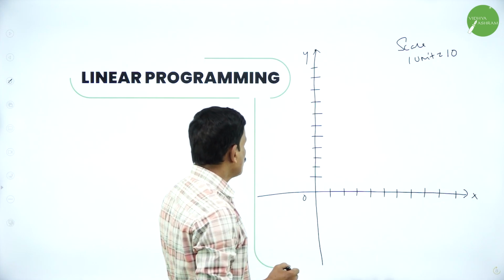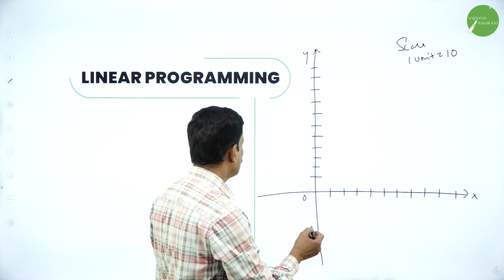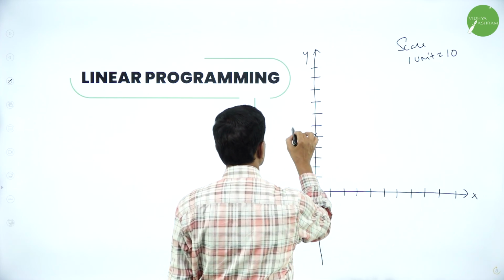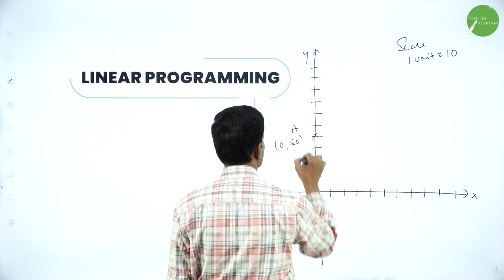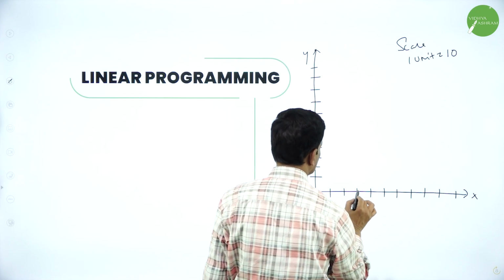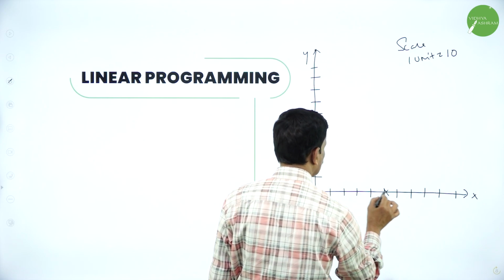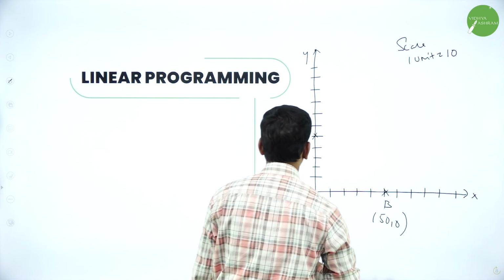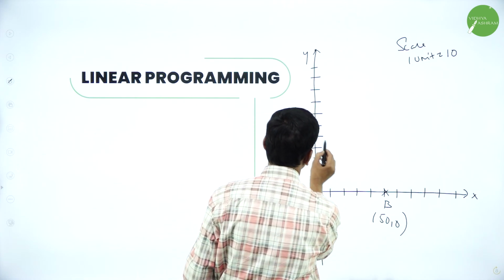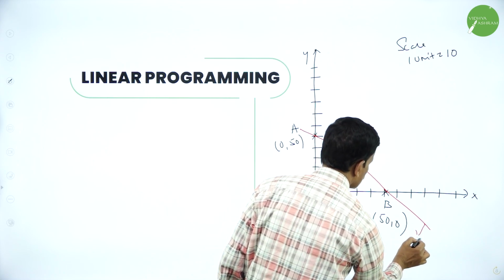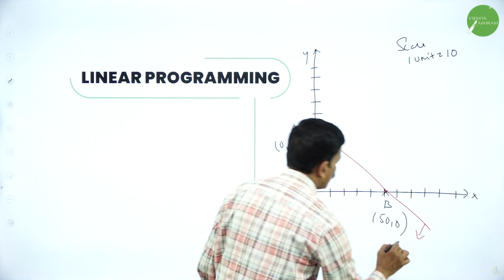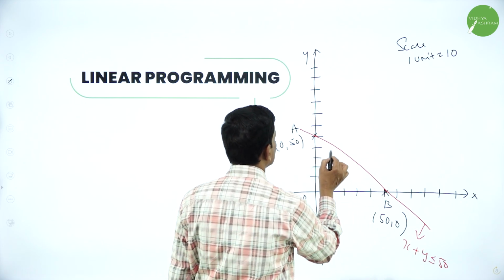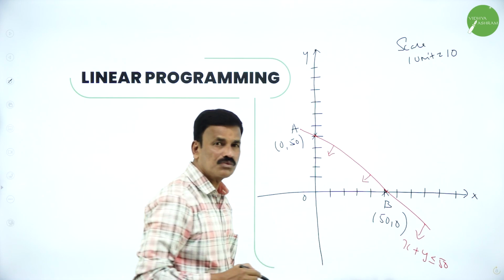Now, what is the first point? We have A (0, 50). 10, 20, 30, 40, 50. This is A (0, 50). B (50, 0). 10, 20, 30, 40, 50. So 50, 0. Right. Now draw the line. So this is a straight line which passes through these 2 points. So what is this equation? First line, x plus y is less than or equal to 50. Less than or equal to 50 means the feasible region is towards the origin.